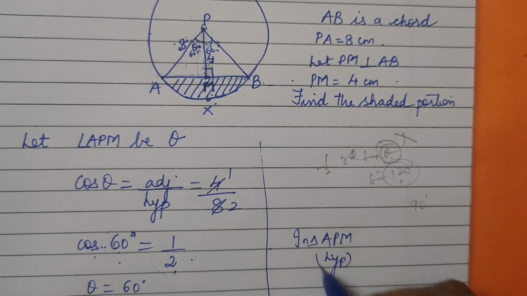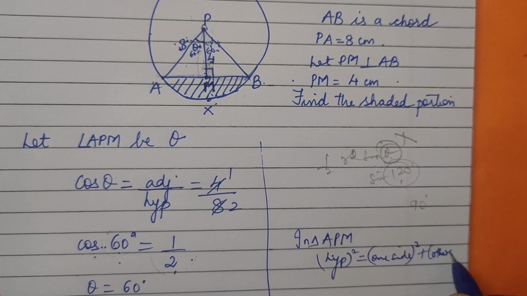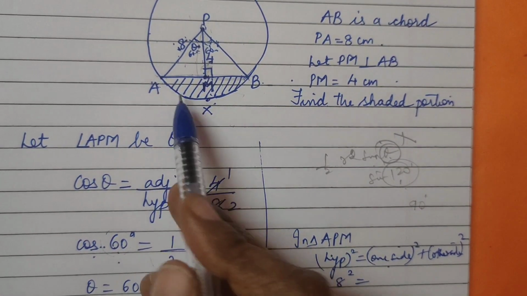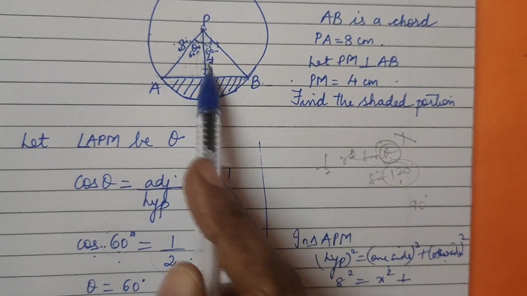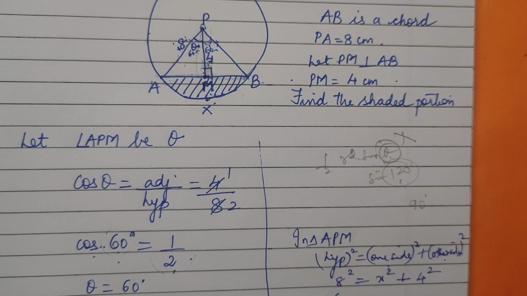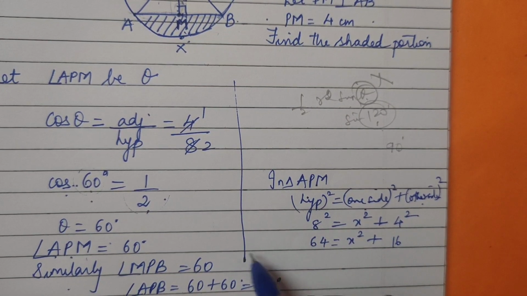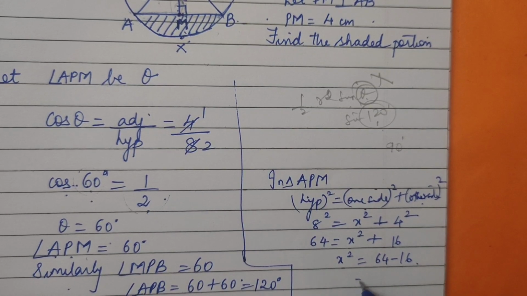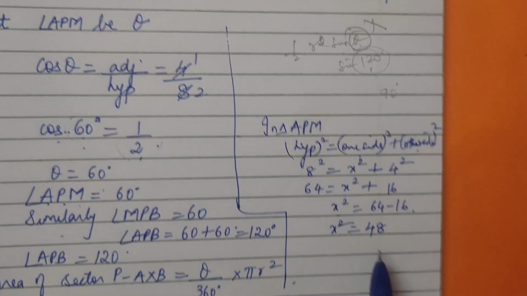We write hypotenuse square equals one side square plus other side square, right? So here the hypotenuse is 8 given. So 8 square, one side we do not know, we will keep it as x square, plus other side, that is 4 given, so 4 square. So 8 square is how much? 64, equals x square plus 16. So when we subtract, x square equals 64 minus 16, right? So we get x square equals 48.